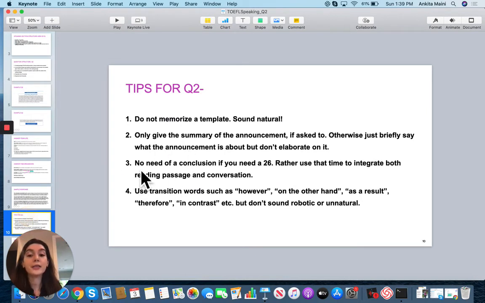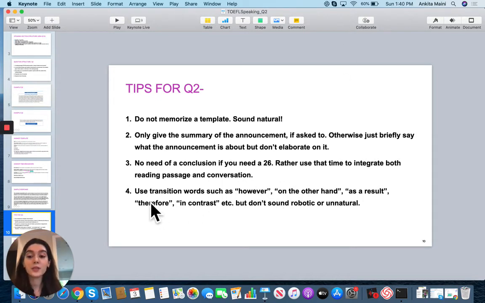Now, next one is no need of a conclusion if you need a 26. Rather, use that time to integrate both the reading passage and the conversation. Yes, so if you are someone who needs this score, no need of wasting time at the end giving a conclusion, okay? I want you to follow the template that I gave you and how I responded to this question. No need of saying anything at the end. So these are the 2 reasons that the man gives for having that opinion. That's not going to give you any extra score, so forget about the conclusion, especially if you want a 26.